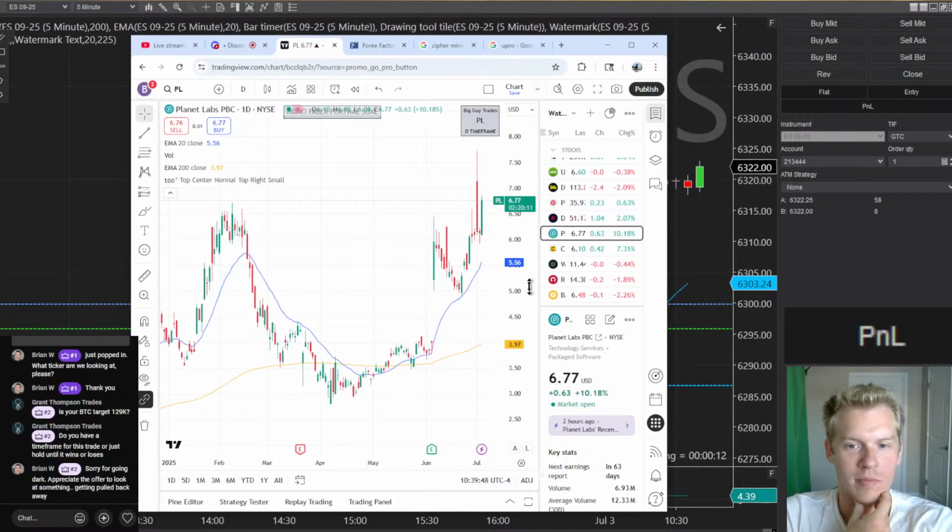I like Planet Labs. I know they've definitely run up. They're the satellite imagery company. With all the conflicts going on in Europe and Ukraine and everything like that, satellite imagery is becoming more and more in demand for sure.